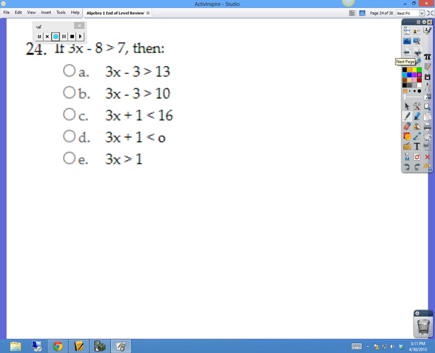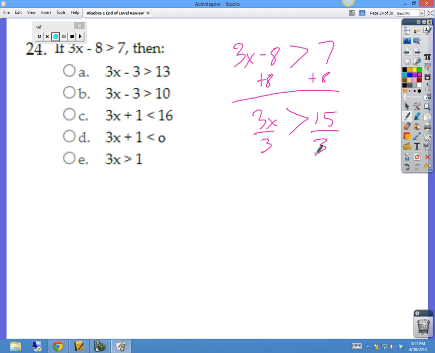Okay, this one I'm not sure has a good answer or not. This is a tricky guy. Let's look at this. If you got 3x minus 8 is greater than 7, if you try and just solve it, add 8, you got 3x is greater than 15, divide by 3, divide by 3. X is anything bigger than 5.